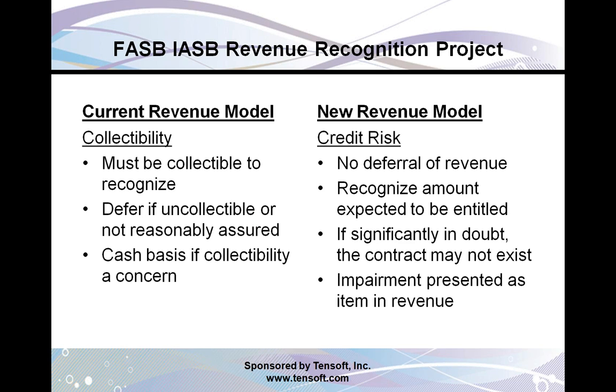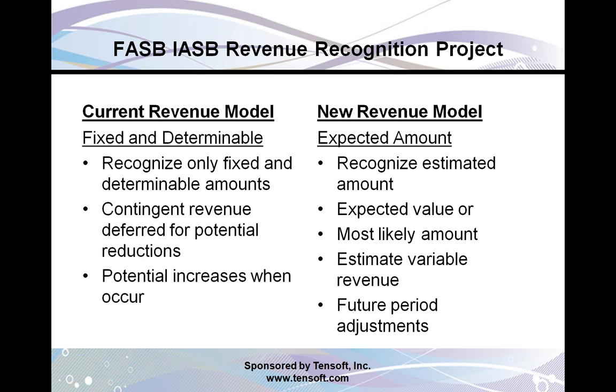So those are the differences we talked about between collectability and credit risk. Fixed and determinable amount, we mentioned this before. Currently, we only recognize fixed and determinable amounts. Any contingent revenue is deferred for potential reductions or increases. We recognize those when they occurred, both the increases and the reductions. Under this new model, we're going to recognize the expected amount, recognize the estimated amount. That would be the expected value or the most likely value. So if there's variable revenue, we're going to estimate that. And there may be adjustments in future periods, both up and down, depending on how good our estimates were.